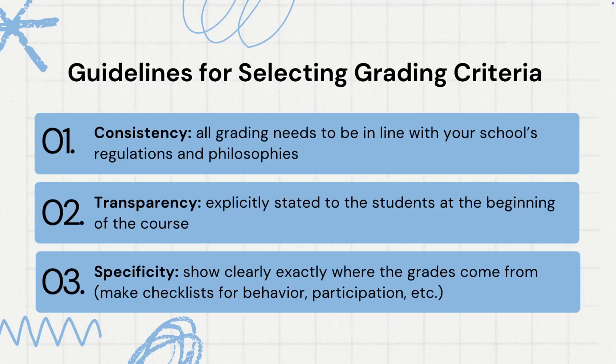Okay, second is transparency. So once you decide, it needs to be explicitly stated to the students at the beginning of the course. You need to show them, in this class, 10% of your grade is participation. And so if you want to get 10 points here, you need to participate, something like that. Specificity. Show clearly exactly where the grades come from. Make a checklist for behavior, participation, etc. So if you're going to grade their behavior, you need to show exactly where that behavior grade comes from.